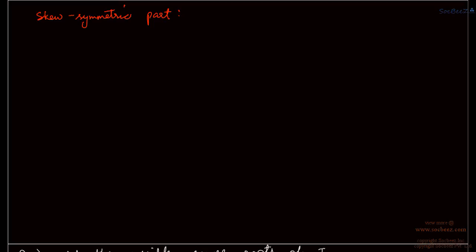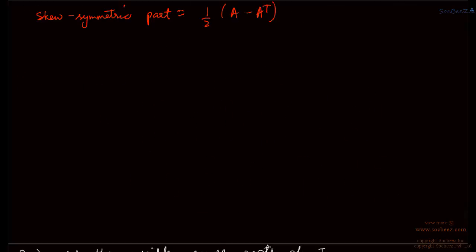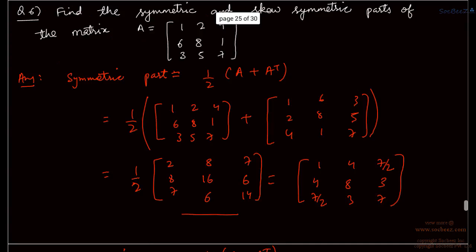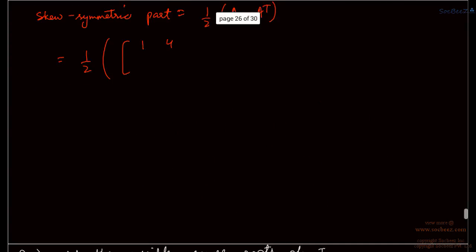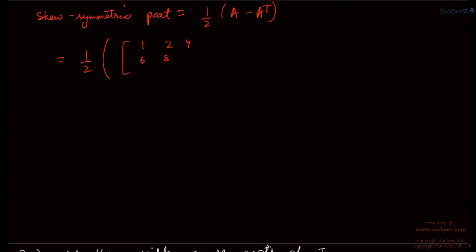What you can do is, you can just subtract the symmetric part from the given matrix A, or you can just use this formula, half of A minus A transpose. Okay, now in the previous one, the order did not matter because it's just the addition, but here the order matters, right? It's A minus A transpose. This is half of 1, 2, 4, 6, 8, 1, 3, 5, 7.